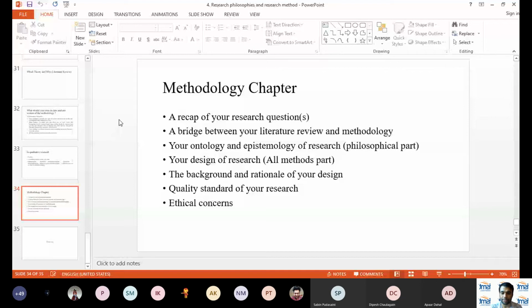Clear? Those who have submitted, let it be submitted. You can do all the refinement, the methodology section, research question section, and so on, in the final report and submit it at the end of this semester.